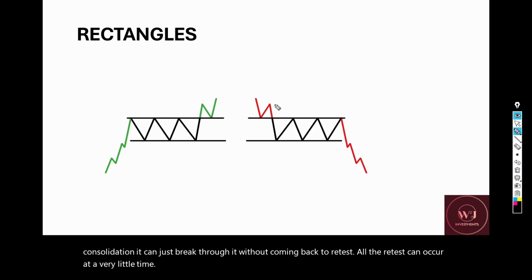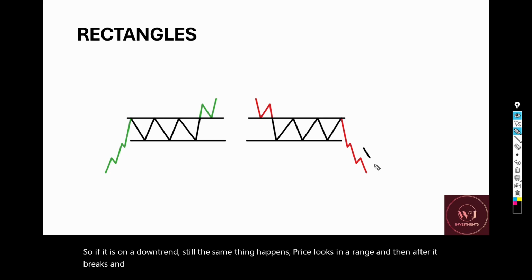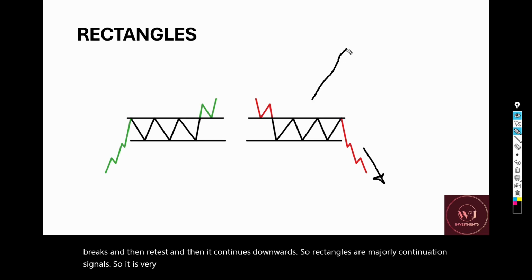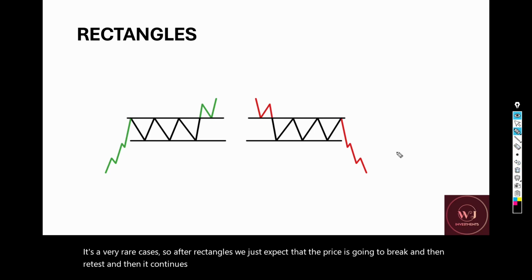If it is on a downtrend, the same thing happens. Price locks in a range, then it breaks and retests, and then it continues downwards. So rectangles are majorly continuation signals. It is very difficult to say that on a clear uptrend, you're going to create a rectangle on the top. No, those are very rare cases. After rectangles, we just expect that the price is going to break and then retest, and then it continues in its major trend.